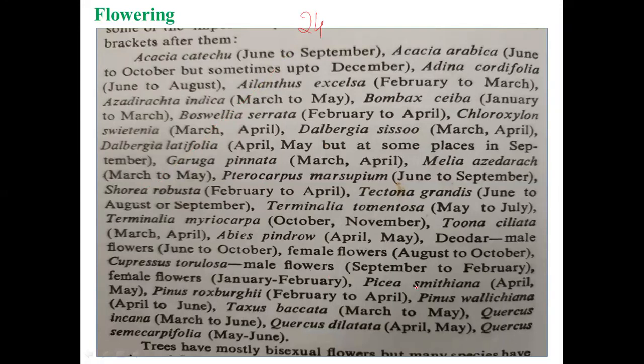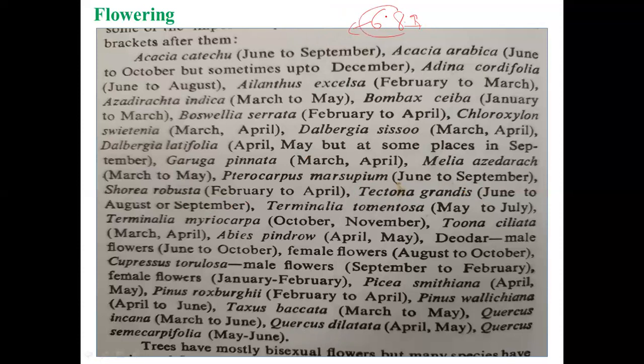So I can remember 24 for Shorea robusta. 24 means 2 is for February and 4 is for April. And if you observe Tectona grandis, teak, that is actually June to August or October. That is 68. 6 is for June and 8 is for August. 68 you can remember.